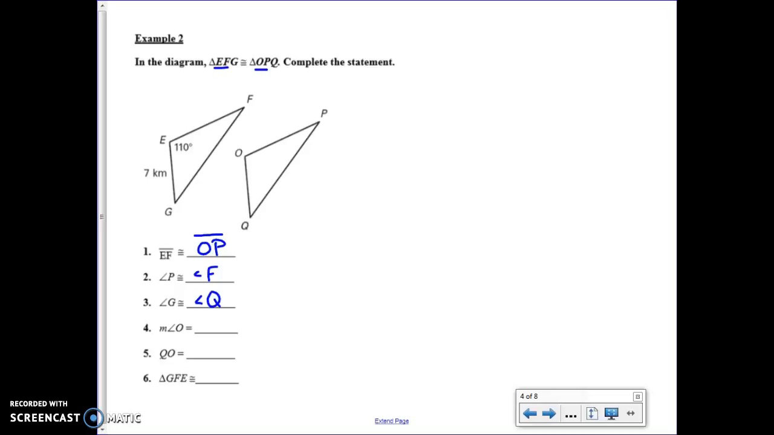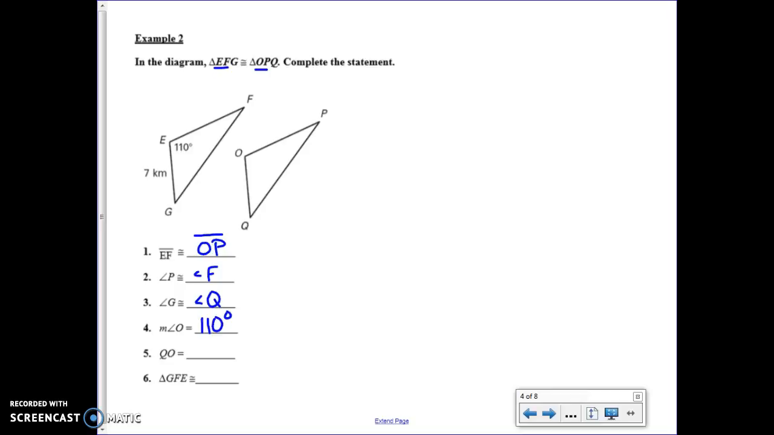Now don't get tricked on this next one. This one doesn't say angle O is congruent to. It says the measure of angle O equals. Anytime you see that measure, we're asking for a number. So I want to know the degree measure. And if I look at angle O, I see that it's congruent to angle E, and angle E measures 110 degrees. So angle O also measures 110 degrees.